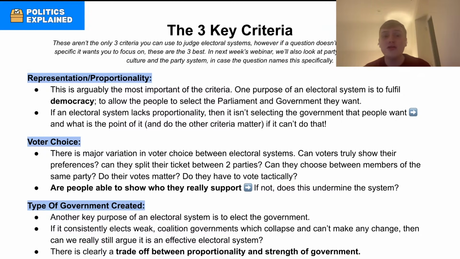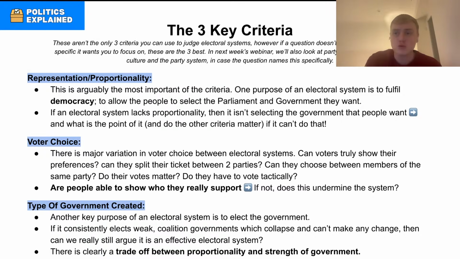These aren't the only 3 criteria you can use to judge electoral systems, but if a question doesn't highlight something very specific it wants you to focus on, these are the 3 best, because across all 3 of them, you can come up with a really good range of points to analyse the electoral systems. In next week's webinar at the start, we're also going to look at the more difficult questions you can get on electoral systems, looking at party representation, political culture, and the party system. So if the question names one of those, for example, party representation specifically, use that as one of the criteria, or use different criteria instead.